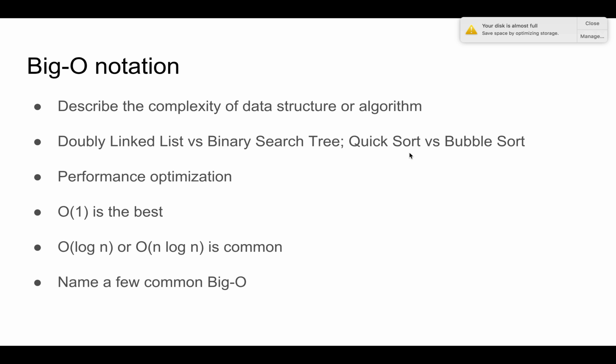Also, you might talk about the efficiency or the complexity of some algorithm. Say, for example, for quick sort and bubble sort, they also have corresponding big O notation. I forget how large this is, but then you will know which of these sorting algorithms is more suitable for your scenario.